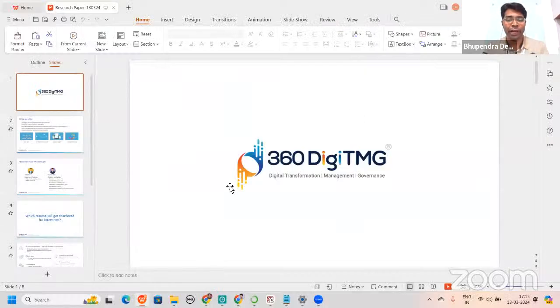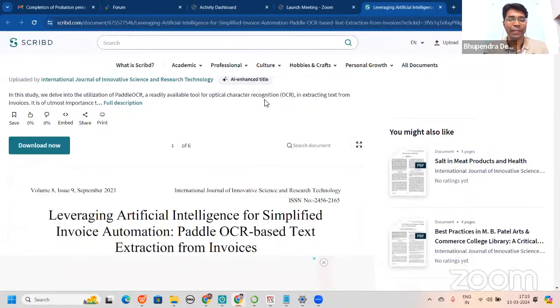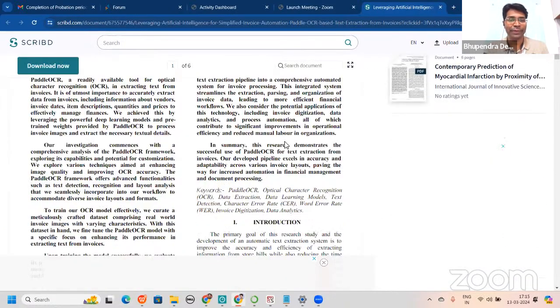While we are here, I'll show you the link how the research paper of Mr. JayaKrishna looked like. Here is a research paper: Leveraging Artificial Intelligence for Simplified Invoice Automation, Paddle OCR based text extraction from invoices. Yes, you can visit this link and actually read the whole paper, right?